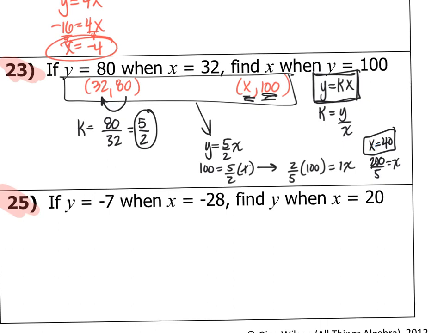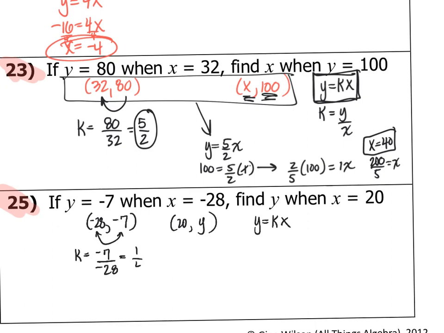Let's do one more. If y is equal to -7 when x is -28, find y when x is 20. So we already know it follows a y equals kx pattern. So let's find k. K is y over x, or 1 over 4. So that means the relationship here is y equals 1/4 x. When x is 20, what is y? Y must be 5.